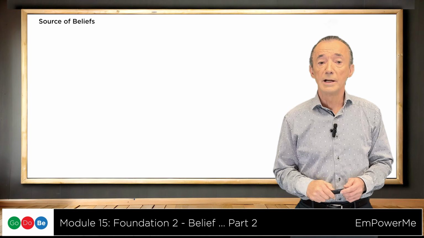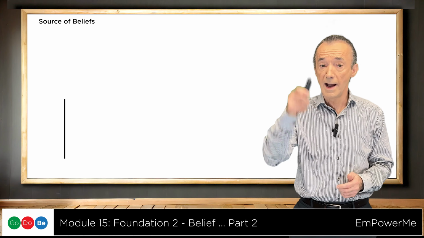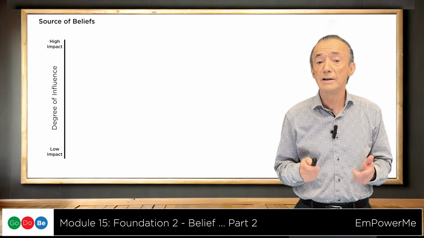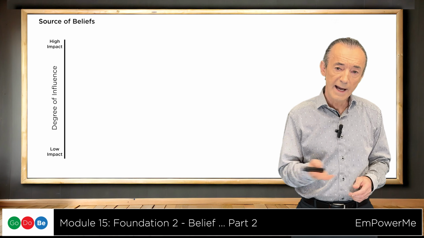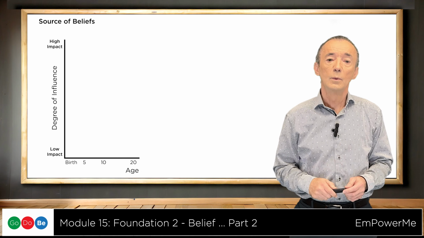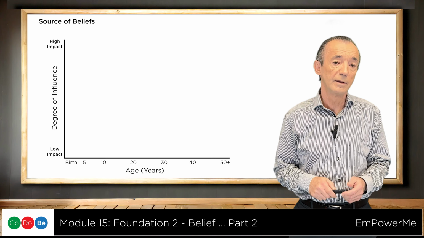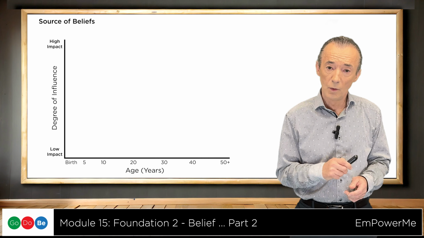To do this, we're going to create a visual diagram with two axes. The first axis, or the y-axis, the vertical, represents the power or level of impact or degree of influence a belief has on us. The second axis, the x-axis, the horizontal, will represent time or duration. This will help us better understand the power, impact, or influence that a belief has on us over time.